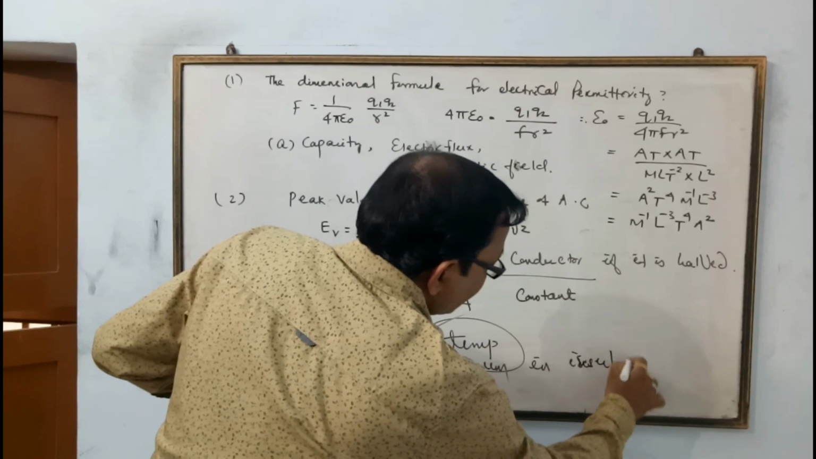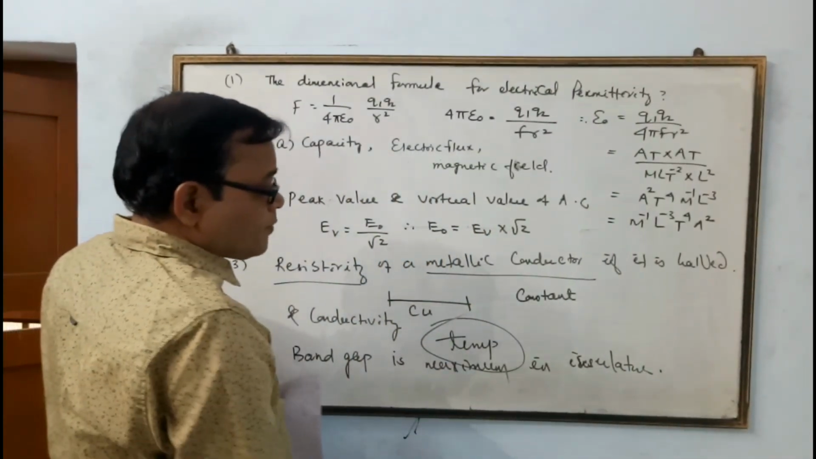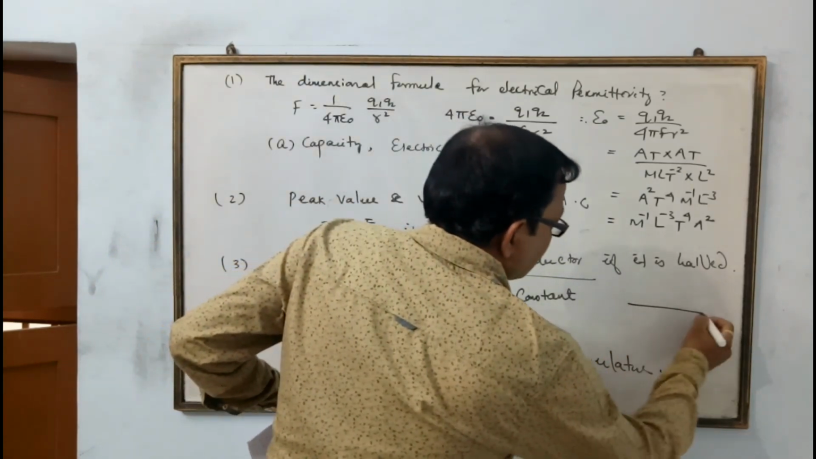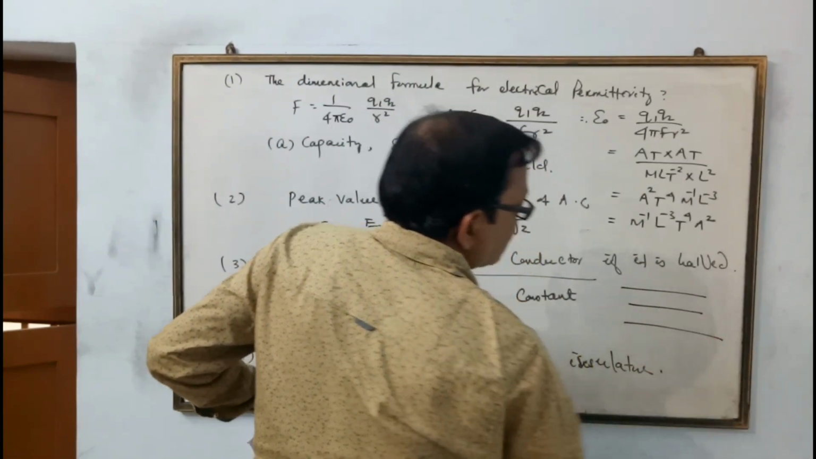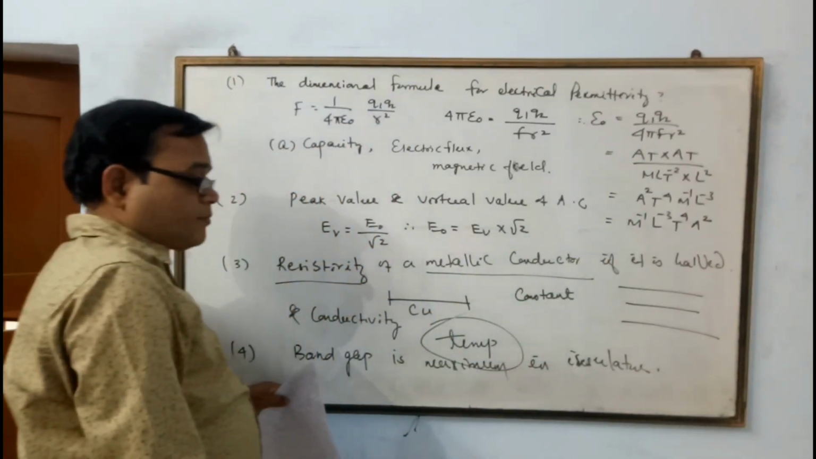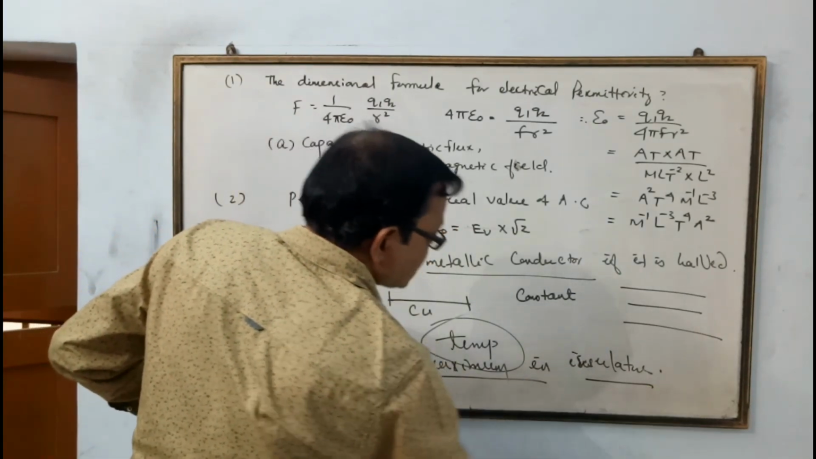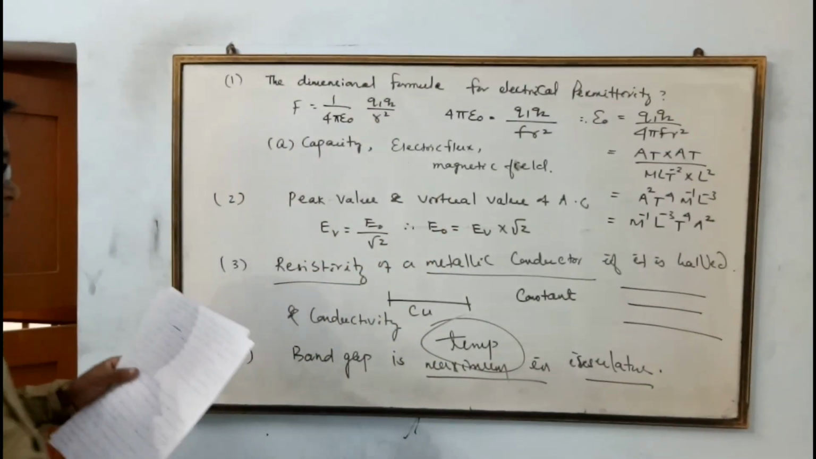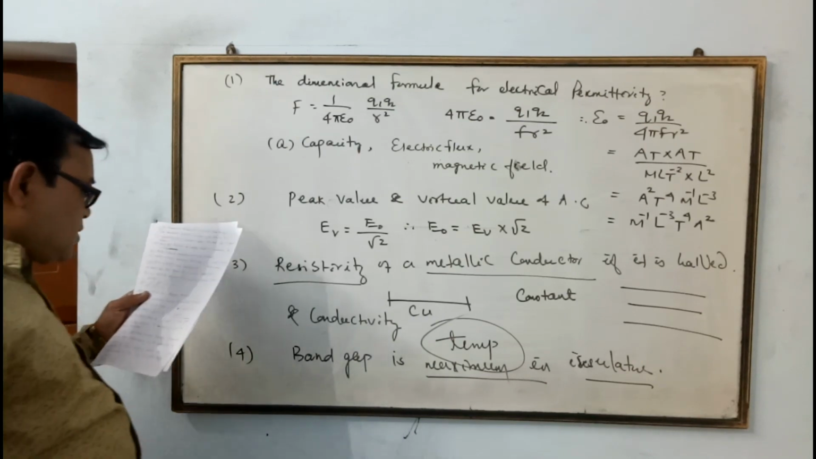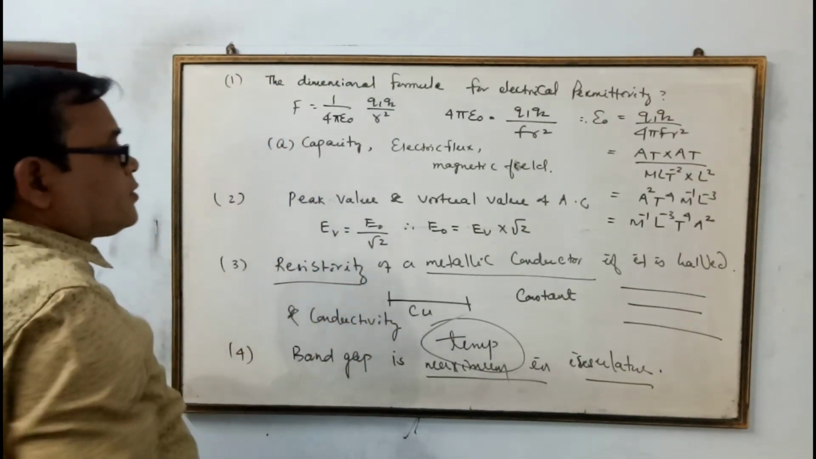In conductors, the band gap is less, and in semiconductors, the band gap lies in between, exactly in between the valence band and the conduction band. The band gap is maximum in insulators. In the process of modulation, dash is modulated.